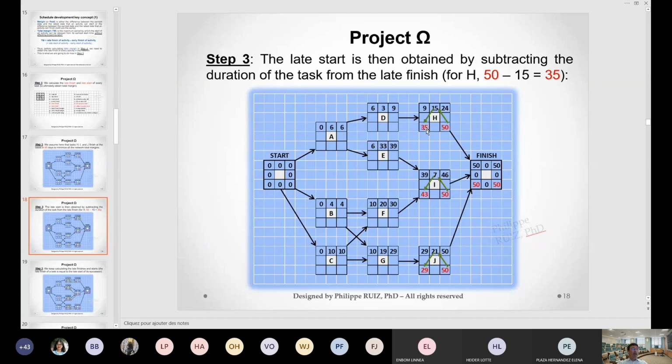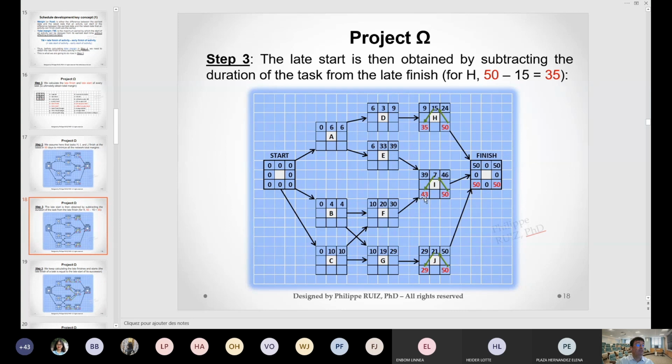I obtain the values here by subtracting this one from here. So I start from the late finish, subtract the duration of the task, and obtain the late start. So H can start at the latest on the 35th day. Why? Because if I add 15 days, I obtain 50, which is the total duration of my project. So the late start of H is 35 days.